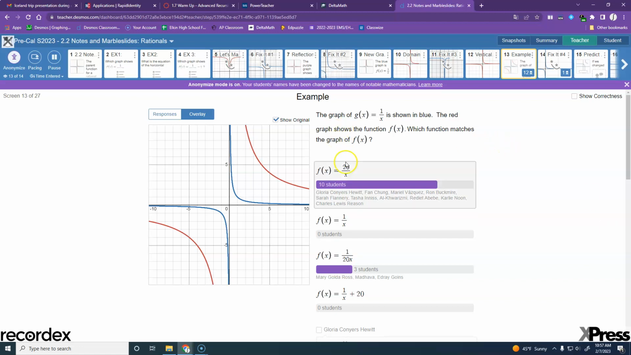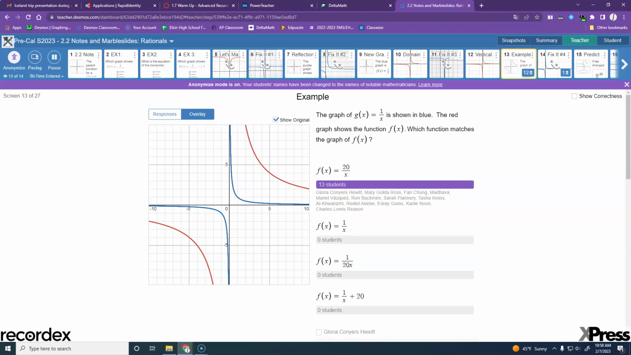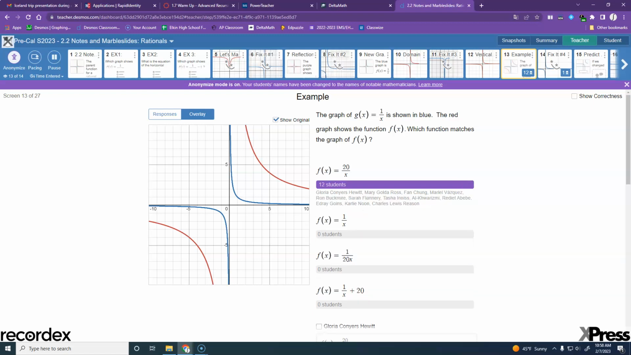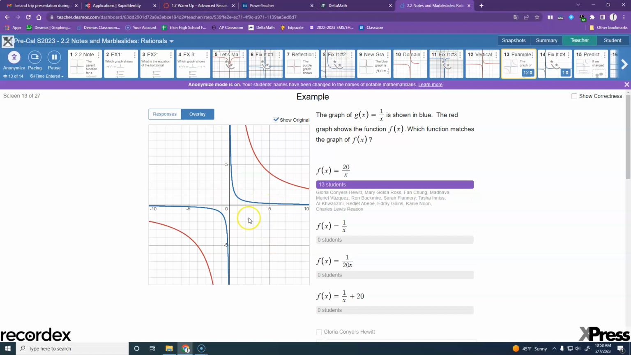And then we have more students picking this one than the other. I do think these are a little bit hard to tell. If we put the 20 in the top, we're stretching it this way, which is going to make it look less steep. So that is the correct answer. If we put the 20 in the bottom, that's horizontal, and we're putting a big number, which compresses it, so it's going to squeeze it in even closer to that x-axis, making this graph even steeper. I think these are a little difficult to tell for sure.